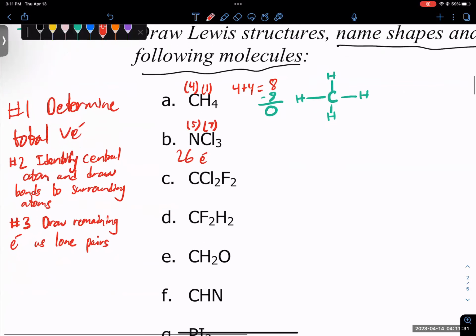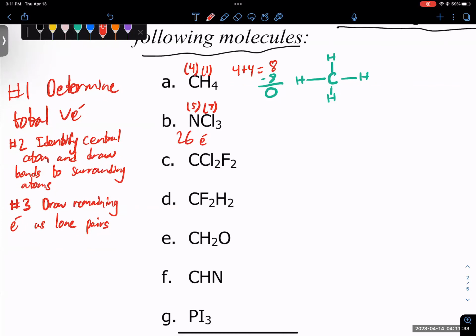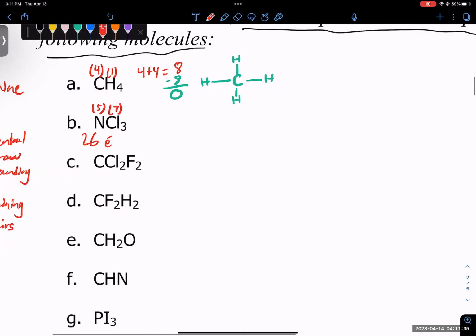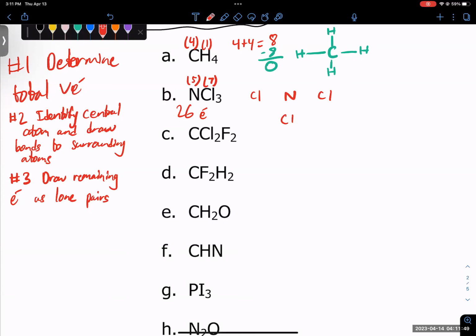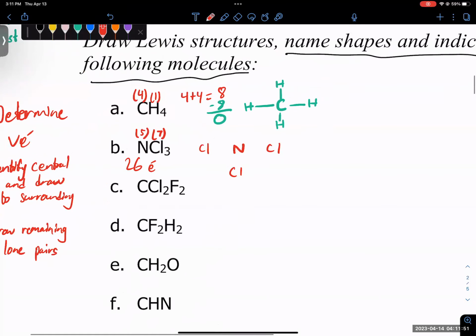So next, we'll identify our central atom and draw bonds to our surrounding atoms. In NCl3, the nitrogen is going to be our central atom. It's the least electronegative, and there's only one of them there. So N, Cl, and then we're going to draw a bond to the surrounding atoms. So here, here, and here.